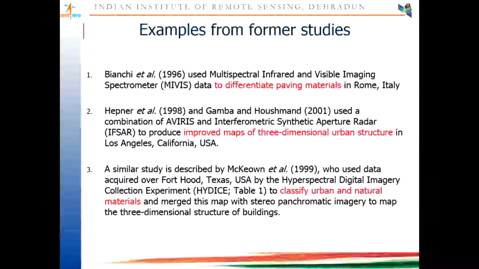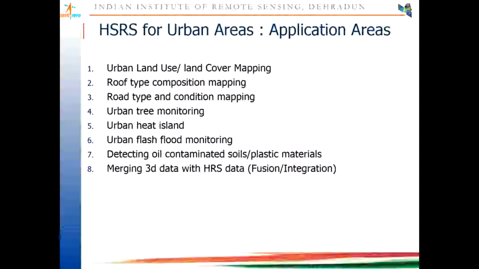Then you can also classify the urban and natural materials, and the basic classification can be the land use or the land cover. And in terms of high resolution, we will say material level characterization or material level classification. So we omit the terms land use and land cover. We directly come and say it is urban material classification.